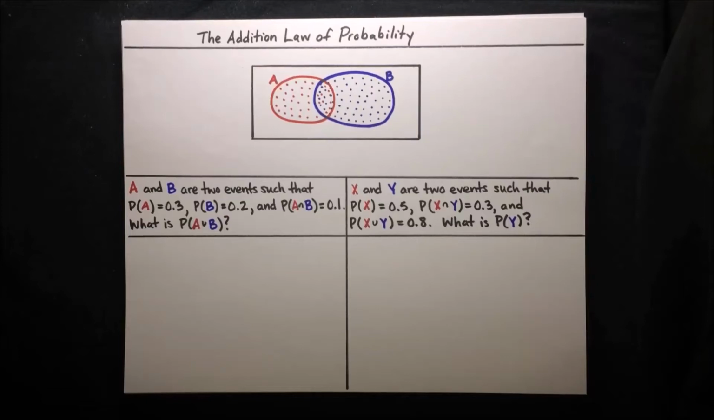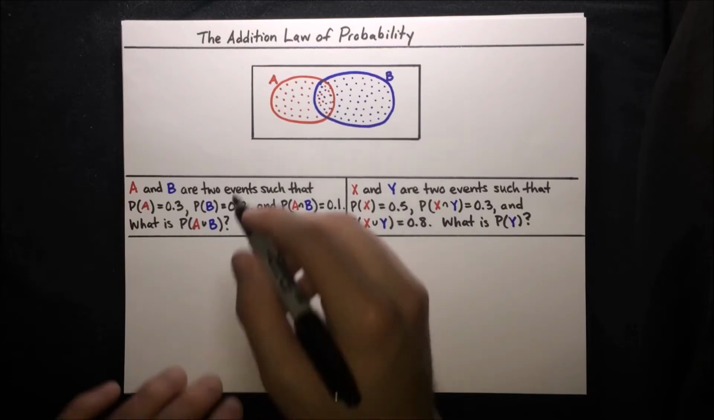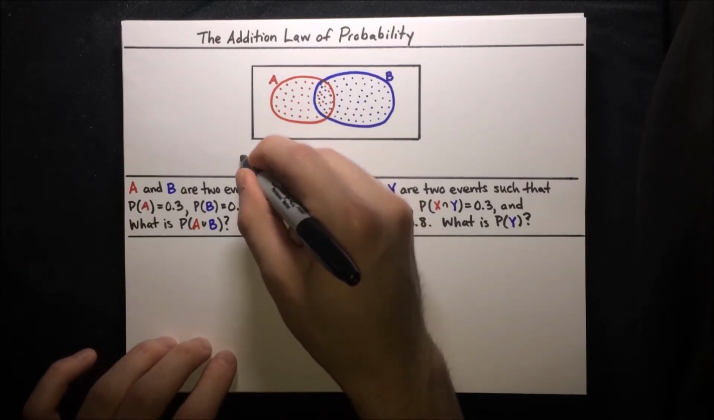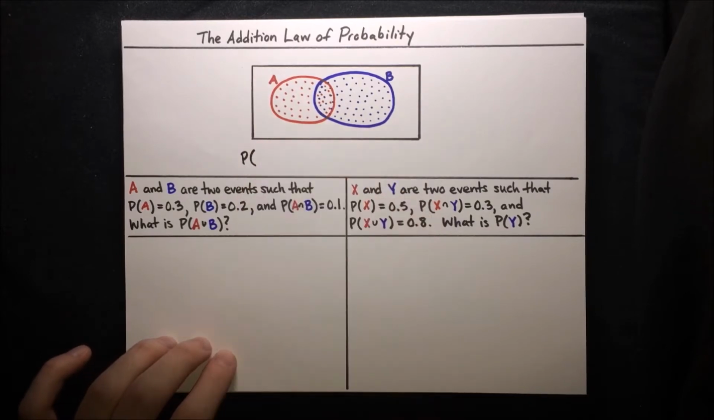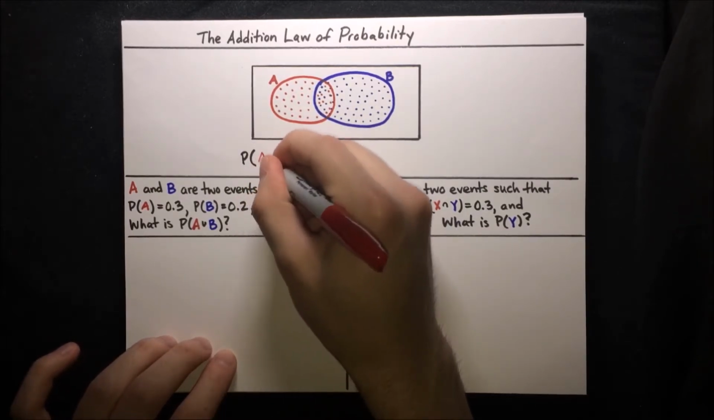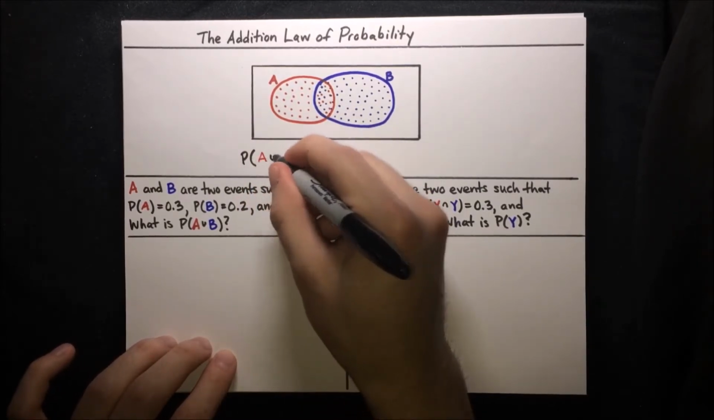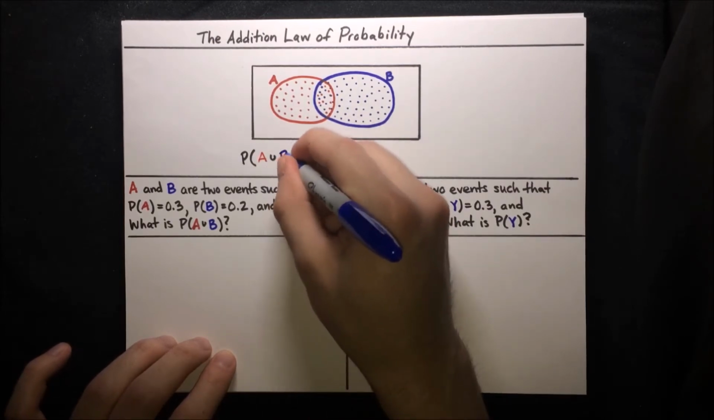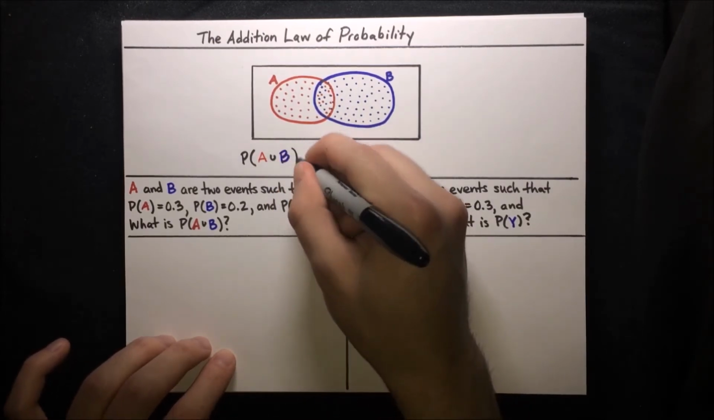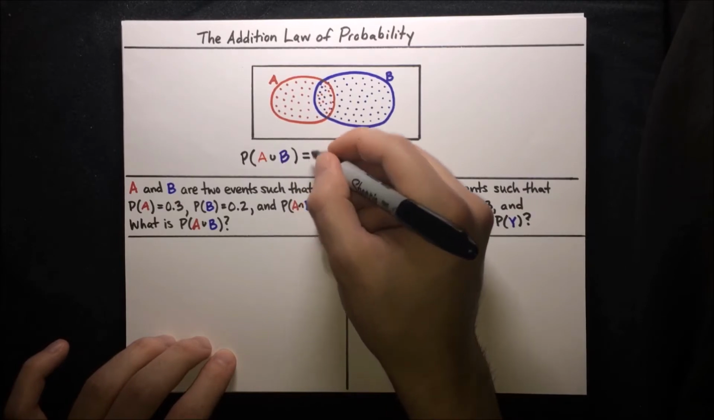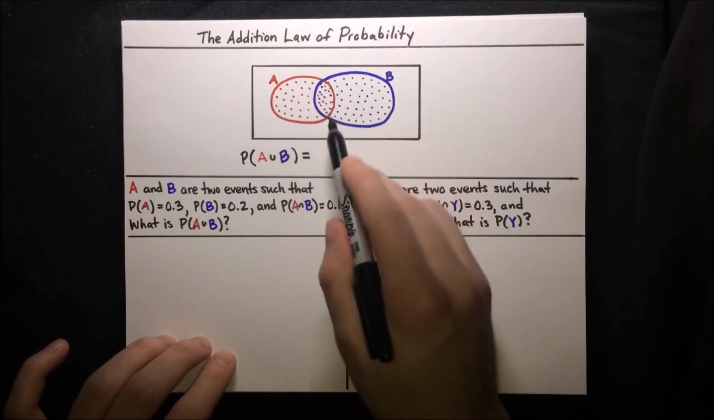In this video, we're going to learn about the addition law of probability. The addition law is used for calculating the probability of the union of two events. So it goes like this. The probability of the union of events A or B is given by all this area that lies within A or B.